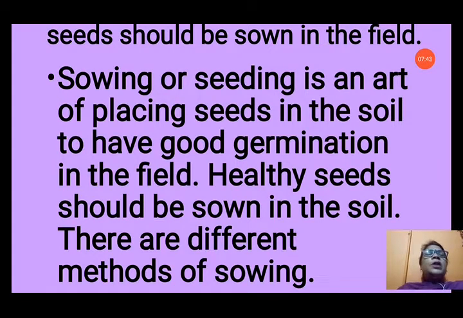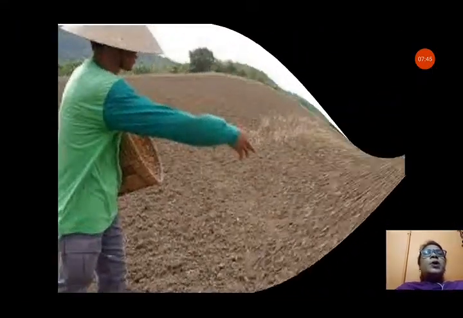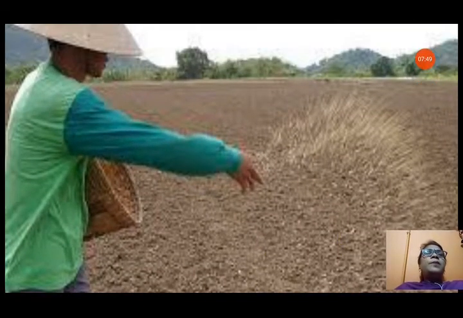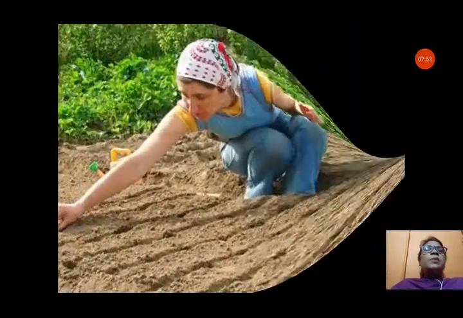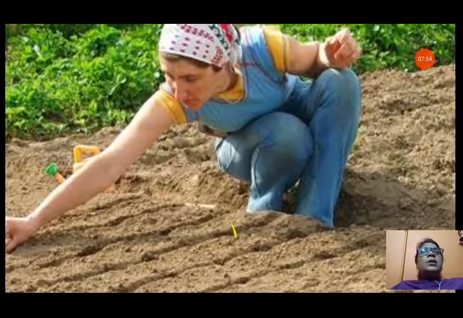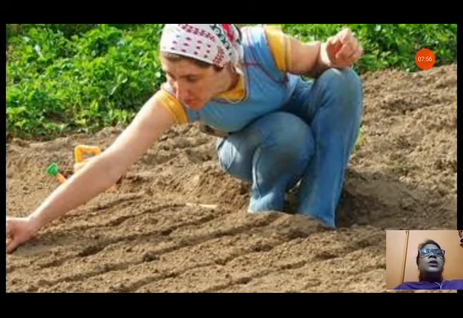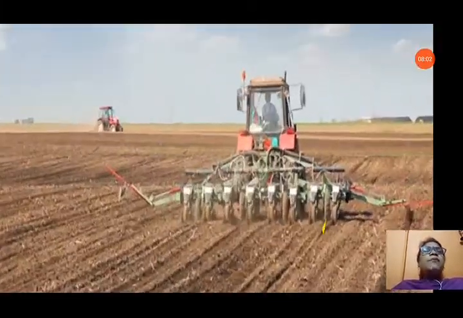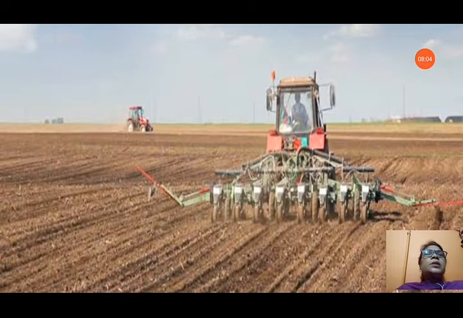There are different methods of sowing. You can see some are spraying the seeds by hand in the field. Next you can see some are placing the seeds one by one at different places, keeping a distance between them. And nowadays in big farms the seeds are sown by tractors also. You can see in this picture tractors are used to sow the seed. It is making the burrows in the field and placing the seeds in these burrows.